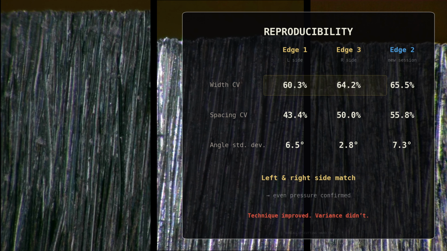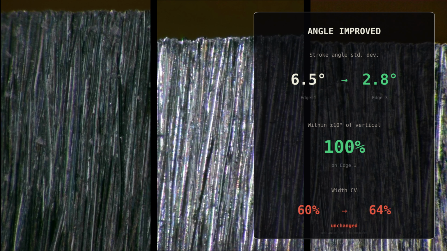So, what are the results? Well, the width variances are 60, 66, and 64%. The spacing variance is 43, 56, and 50%. Now look at my stroke angle. It went from 6.5 degrees standard deviation down to 2.8 degrees standard deviation.